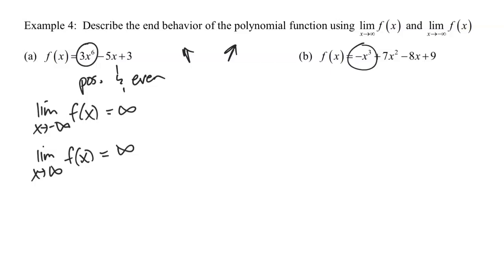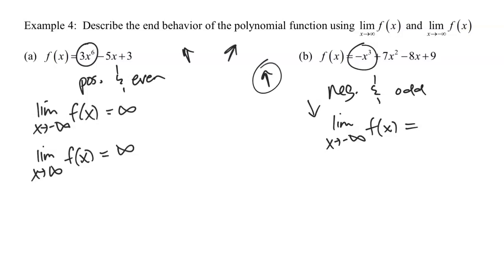Letter B, the leading term has a negative lead coefficient and it is odd. And so what that's going to look like is it's going to look like up to the left, but down to the right. And so therefore my two end behavior limits are going to be the following. Limit as x goes to negative infinity of f of x. Well, that would be the left end of the graph, and so that's going to be positive infinity. And the limit as x goes to positive infinity of the function f of x is going to equal negative infinity, since that's my right end of the function, and you can see that the y values are decreasing without bound.